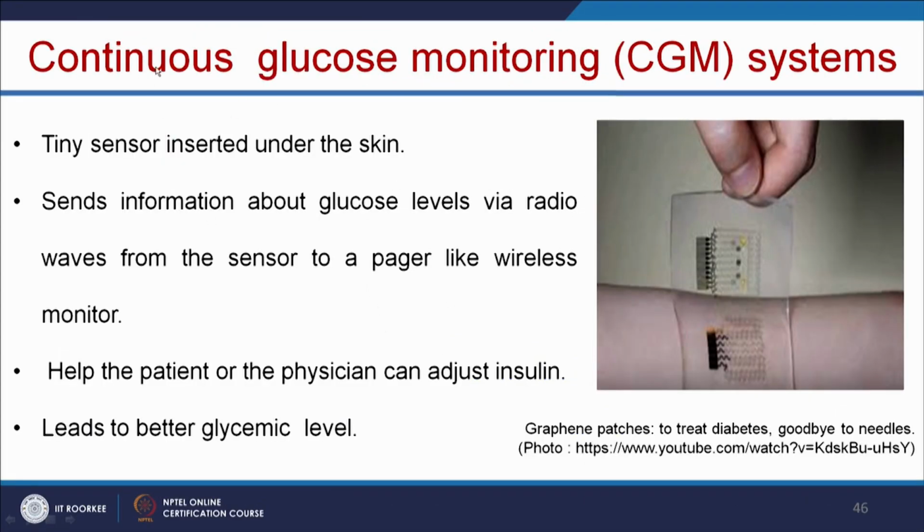The next one is the continuous glucose monitoring system. This is a tiny sensor which can be inserted under the skin, and it will send the information about the glucose level through radio waves from the sensor to a pager like wireless monitor, and it will help the patient and doctor, and accordingly they can take the insulin.